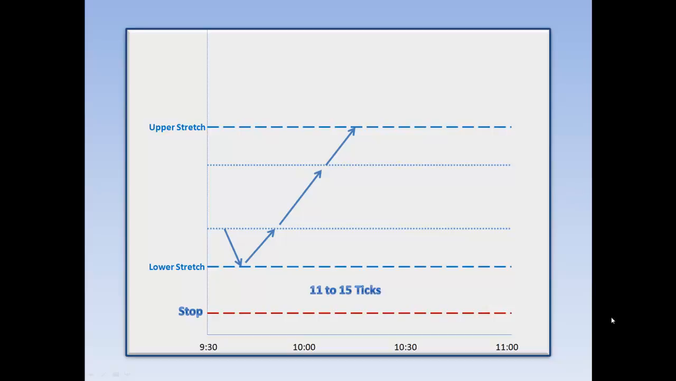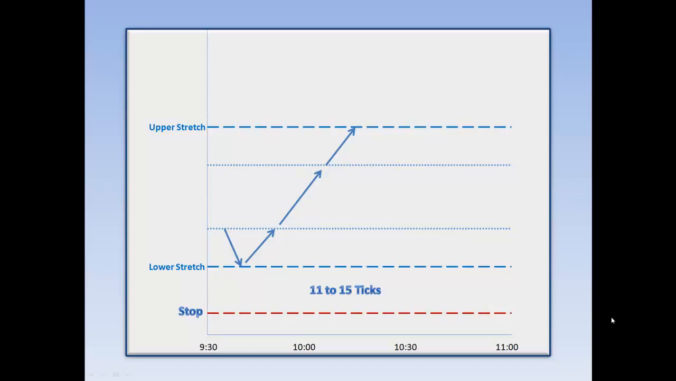And so you fade that lower stretch, and again you're going to use an 11 to 15 tick stop. And what you're looking for is an immediate rejection. You want to see price bounce back up. You're going to use the bottom of the opening range as your first target, and you're going to hope that it can get into the opening range and push to the other side of the opening range and possibly to the upper side of the opening range and on up to the upper stretch. Okay, so those are the fades of the A.